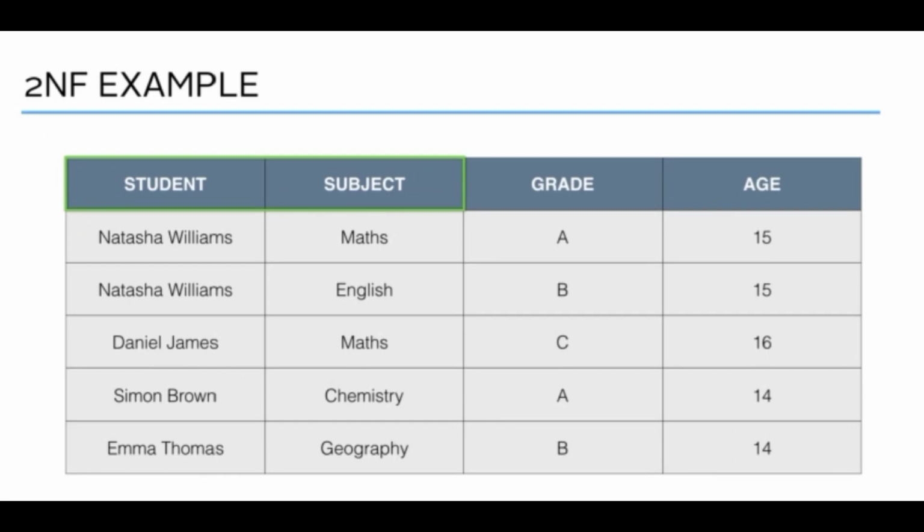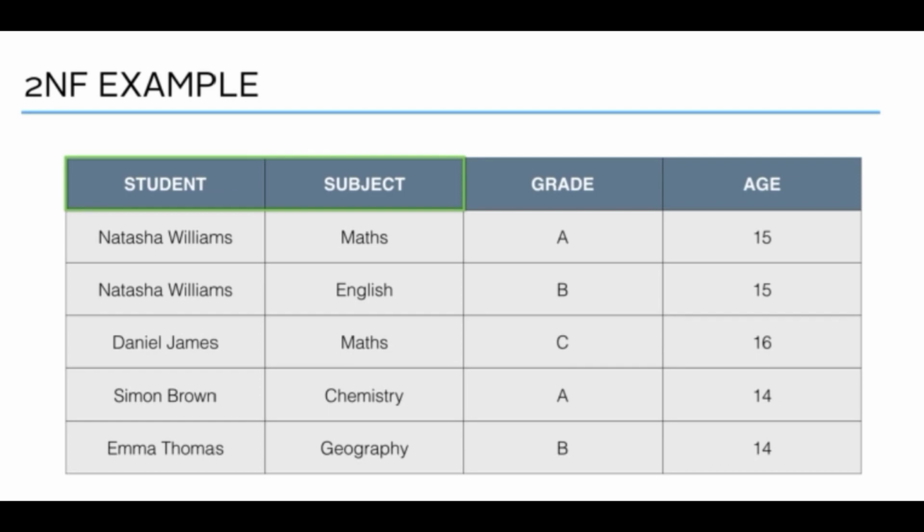Here we have a student table, and it contains the student name, any subjects they're taking, the grades they got for that subject, and their age. Let's take a look and see if this table is in second normal form. The first thing we need to check is whether it's in first normal form. We can see there's no repeated rows of data. Every row is unique within this table.